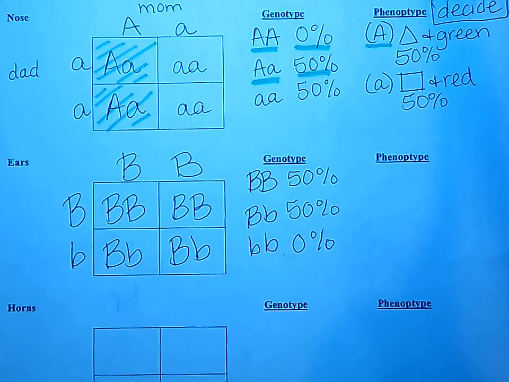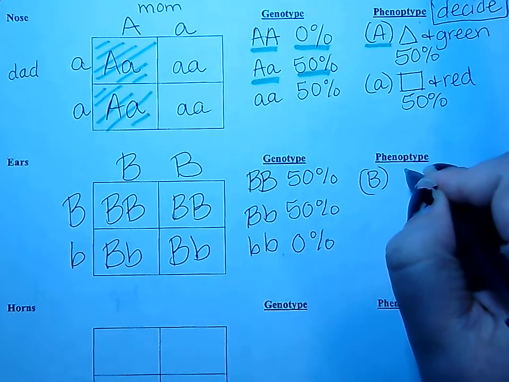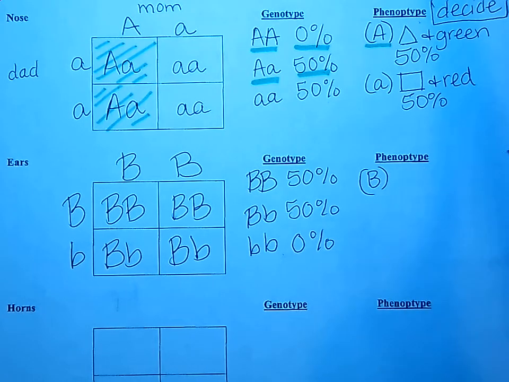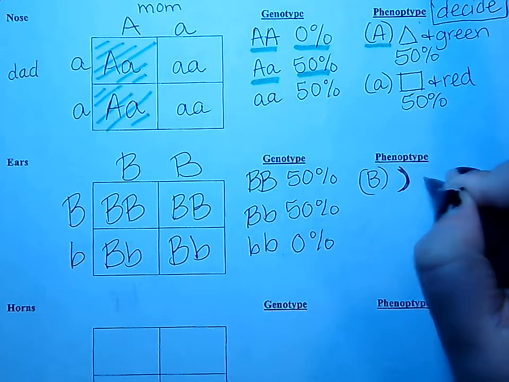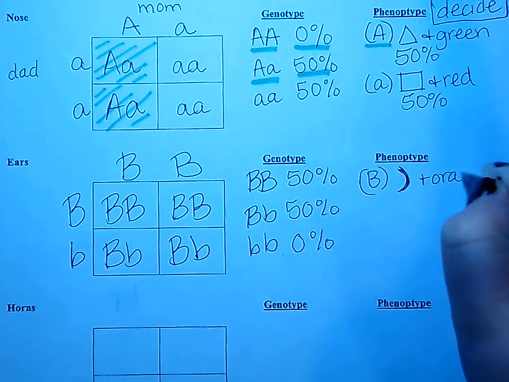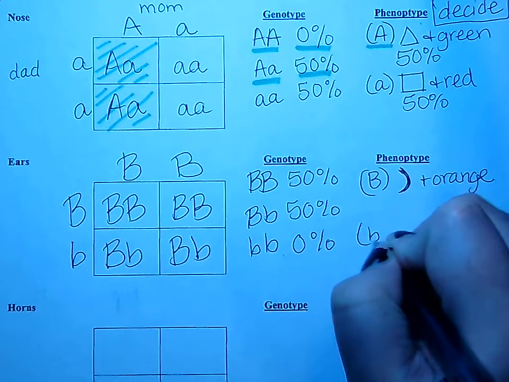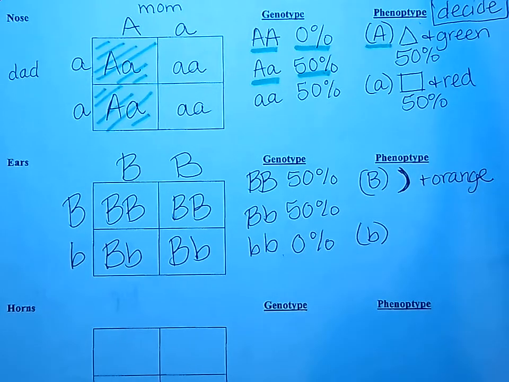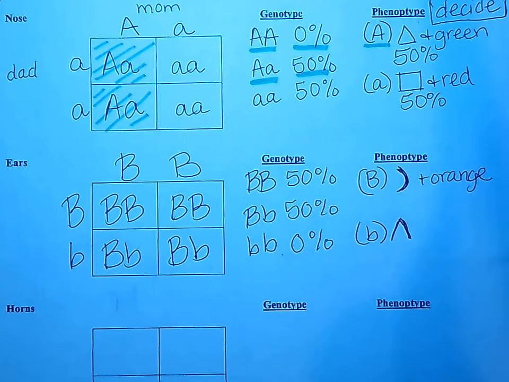For ears, the dominant trait is a round ear and orange. So I'm just going to kind of make like a curve shape and orange. Again, on your sheet, if you would like to type it out, you're more than welcome to. For recessive, it's pointy and blue.